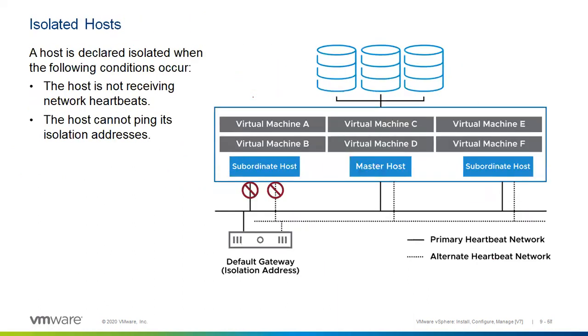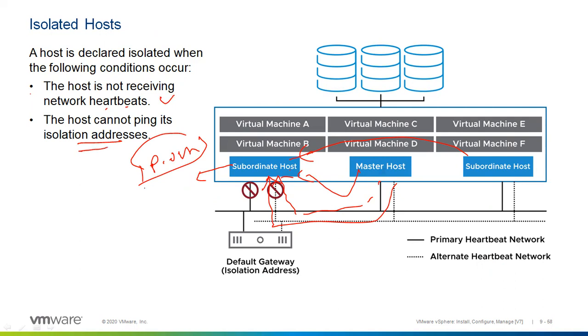Now I am talking about the network failure. When I say network failure, we assume the host is okay. It's powered on, everything is fine. But nobody is able to find that host over the network. That's called an isolation state. My master is not able to talk to this one. It will send from here, but it's not getting the response. So the host is not receiving the heartbeat. Second, the host is not able to ping the isolation address.